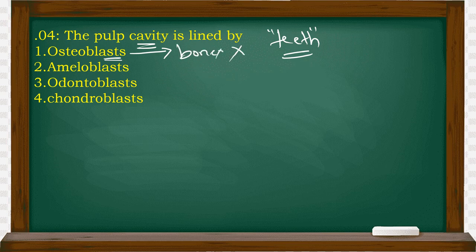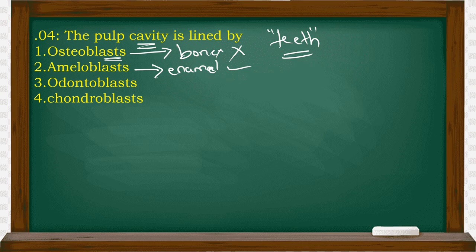So this option cannot be the right answer. Second option is ameloblast. Ameloblast is a type of cell that secretes enamel of the teeth. Enamel is the outer protective coating on the teeth, and ameloblasts are the cells that secrete this enamel substance.